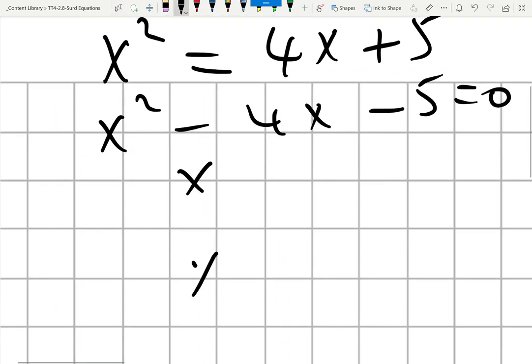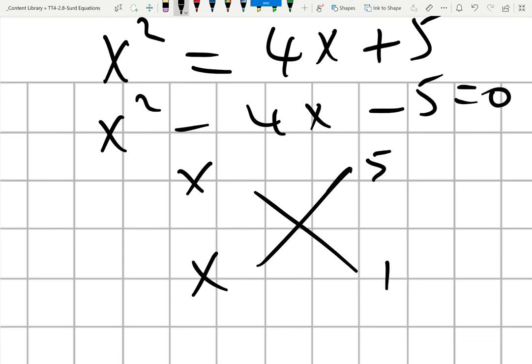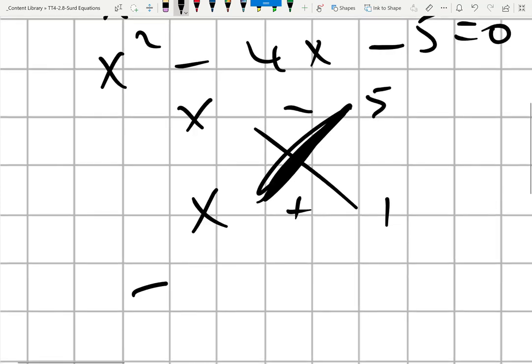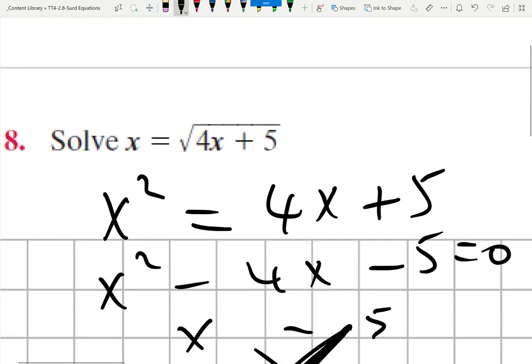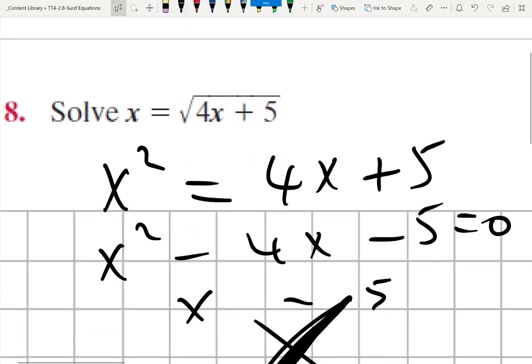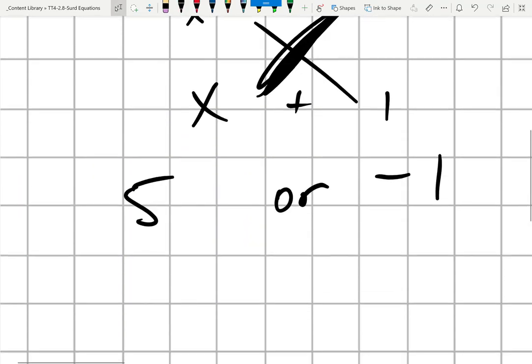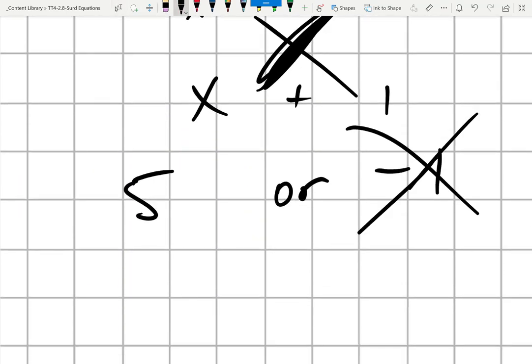Factorizing is such a core skill as we see. 5 and 1. Positive, negative: 5 minus 1, and check. Minus 1 will give minus 1 equals 1, which isn't allowed. And 5 will give 5 equals 5, which is allowed. Okay, so you can just scratch that out and say x equals 5.